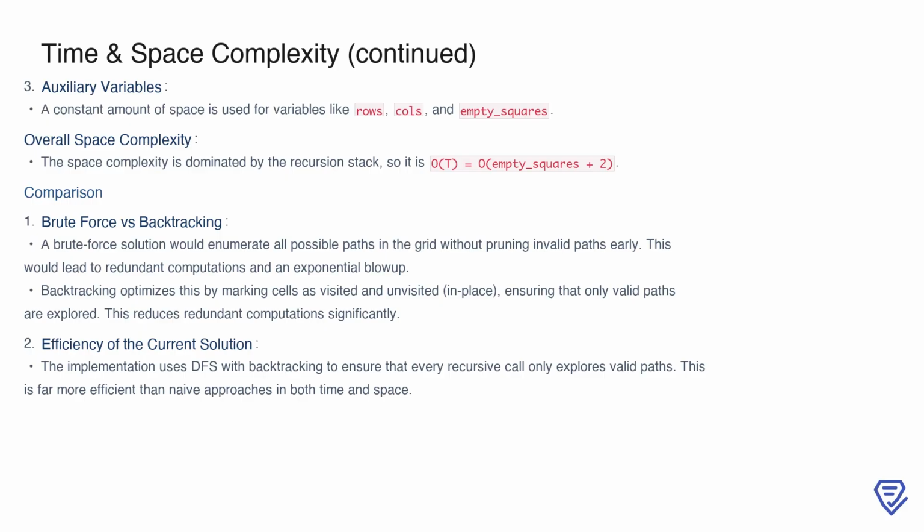A brute force method would enumerate all possible paths in the grid without eliminating invalid ones early, leading to redundant computations and exponential growth. Backtracking, on the other hand, optimizes the search by marking cells as visited and unvisited in place, ensuring that only valid paths are explored. This significantly reduces redundant computations, making the current implementation much more time and space efficient.